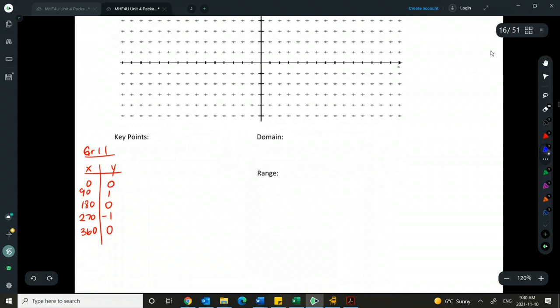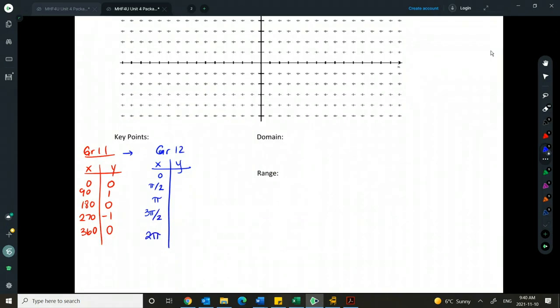In grade 12, we're going to do the same thing except in radians. So instead of 0, 90, 180, 270, 360, I'm going to have 0, pi over 2, pi, 3 pi over 2, and 2 pi. And the y coordinates are the same, right? The y coordinates don't change. We're just changing the unit of measurement for the x's. So I'll still have 0, 1, 0, -1, and 0.